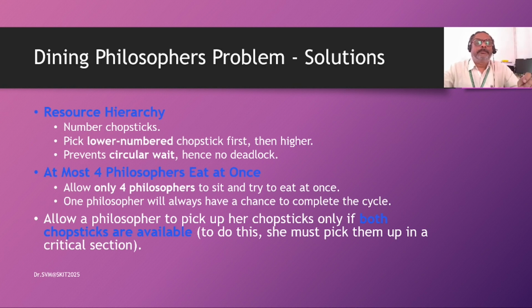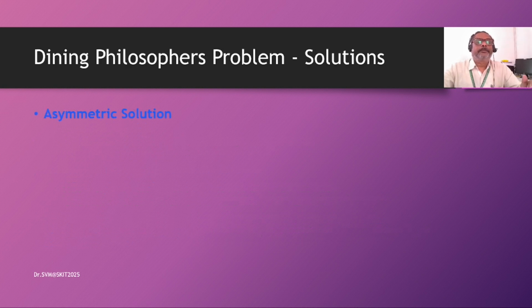So look for one, got it. Look for the second one, did not get it, keep the first one back. Wait randomly for some time and try again. So it may be possible that the other two are available at the same time. So that's another way to solve the problem.